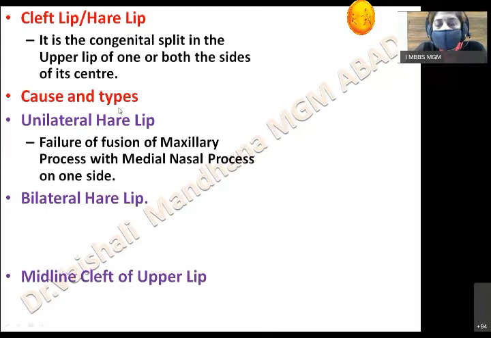Why does it occur and what are the different types? Unilateral hair lip, or unilateral cleft lip, occurs because of failure of fusion of the maxillary process with the medial nasal process on one side. Remember, the medial nasal process, because the lateral nasal process has nothing to do with the upper lip and upper jaw. So if the maxillary process fails to fuse with the medial nasal process on one side, it is called a unilateral hair lip.